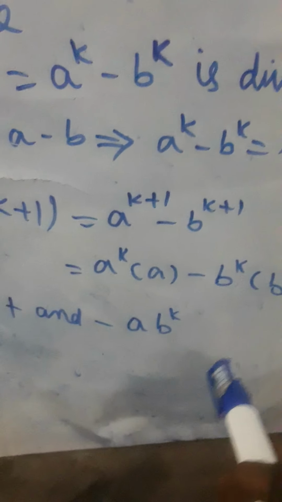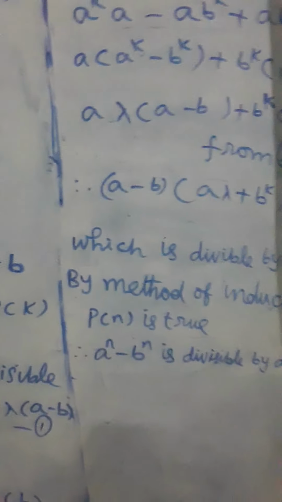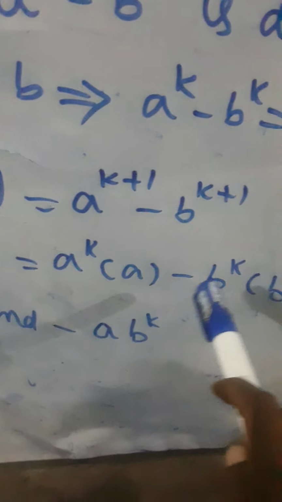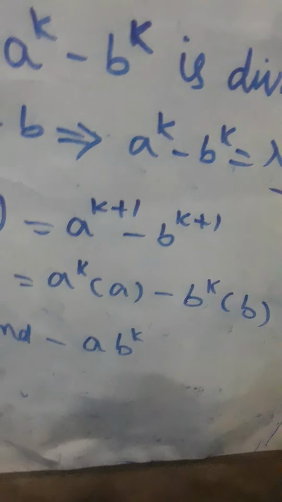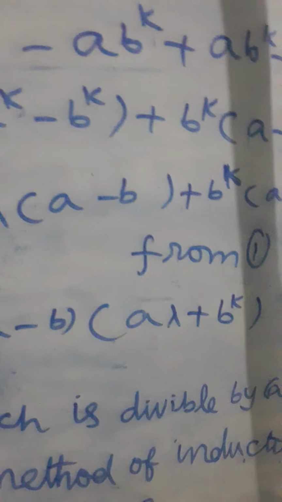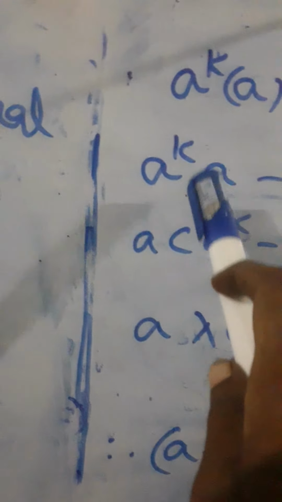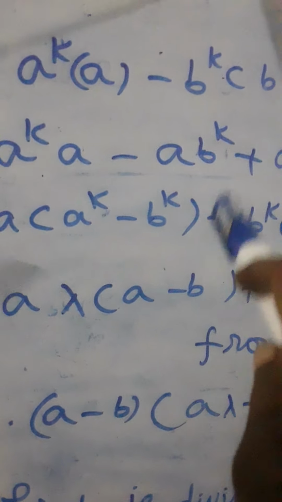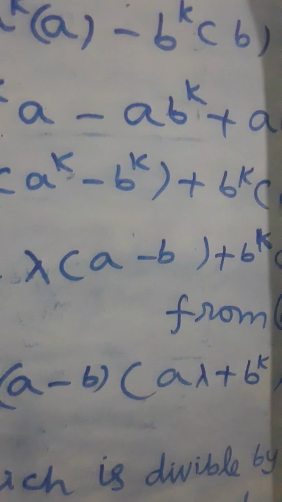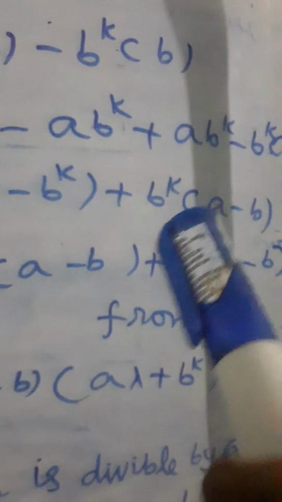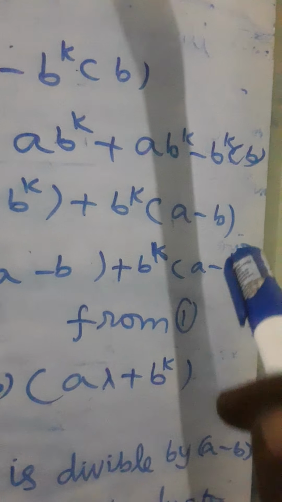Now we are adding and subtracting a into b power k. That is, a power k into a minus b power k into b. We add and subtract a into b power k. That is, a power k into a, subtract a b power k, add a b power k, plus b power k into b.